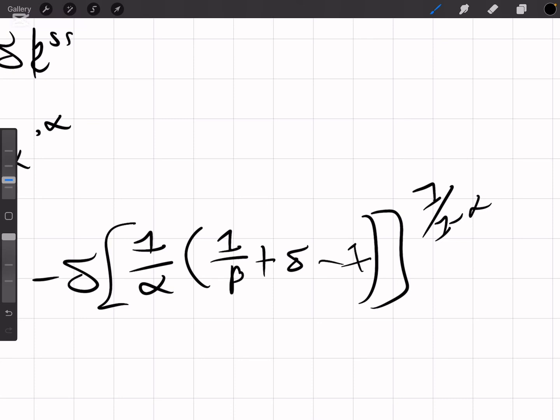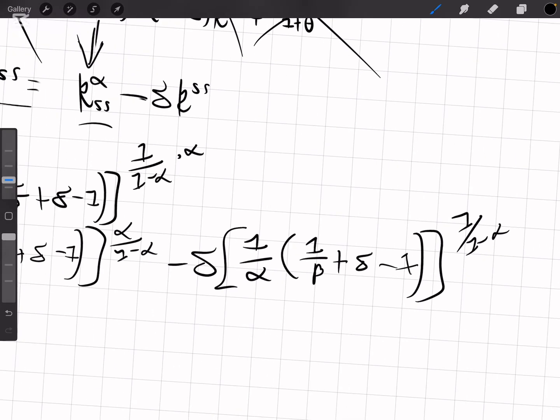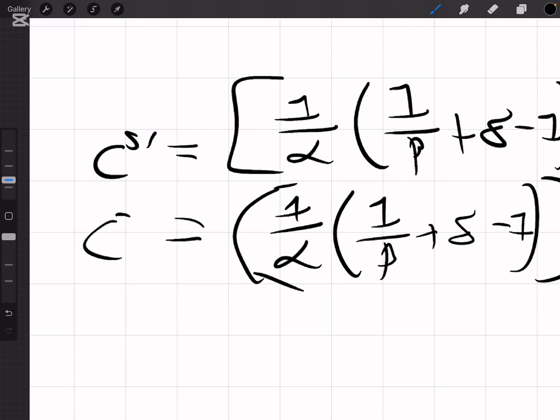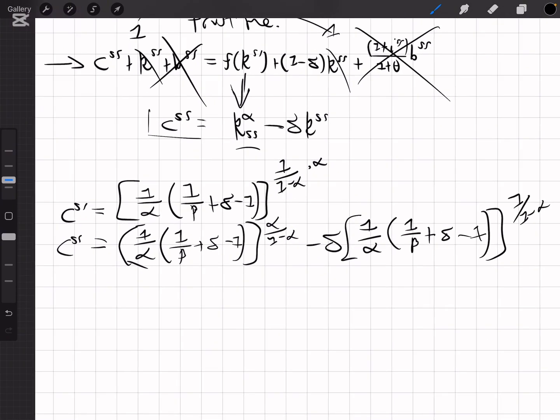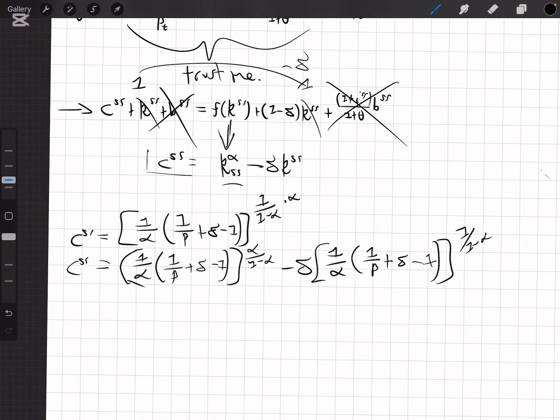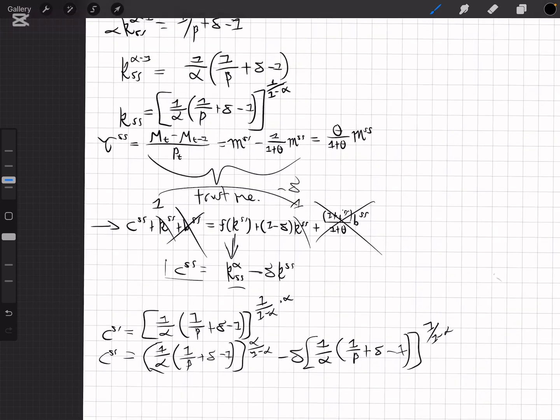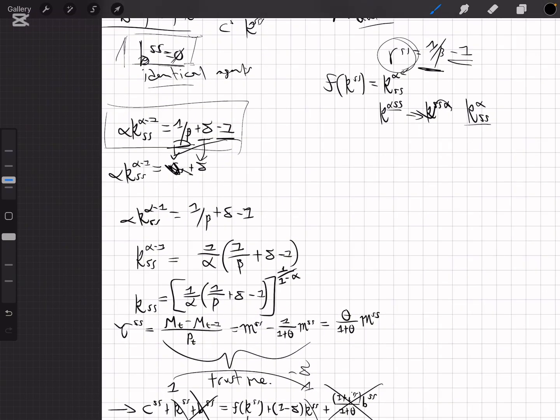So your solution should look something like this. Hopefully neater, honestly. Like, please don't hand this in. I would hate to be your teacher marking this, but this is kind of what it should be. And that's it. We've solved steady states.